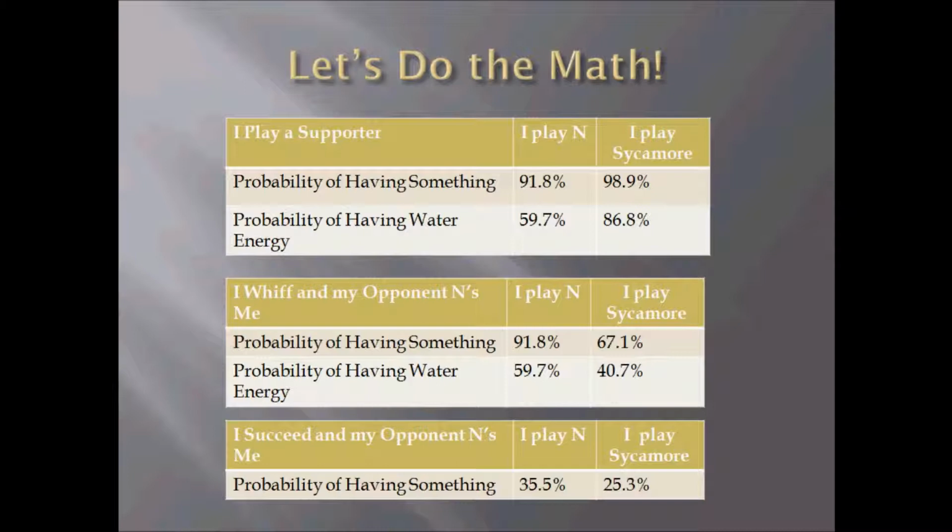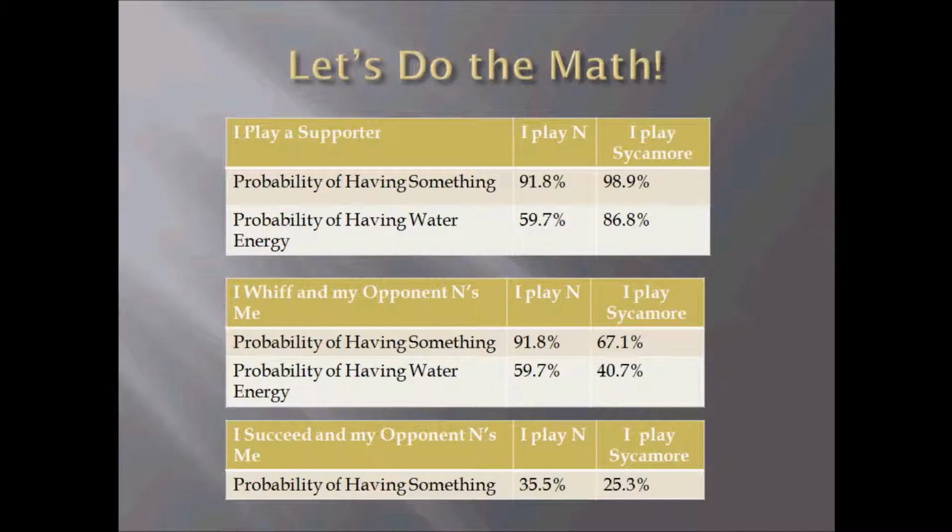So if I succeed, if I get my water energy, I'm able to knock out Chandelure, and I have 2 prizes. My opponent then plays an N. I have a 35% chance, if I played an N, of getting a card that I can use, a supporter. And I have a 25% chance if I played a Sycamore and my opponent ends me. So basically, long term, N is the better play. Short term, Sycamore clearly has a higher chance of getting you that water energy. Those are the results that I came to find out.